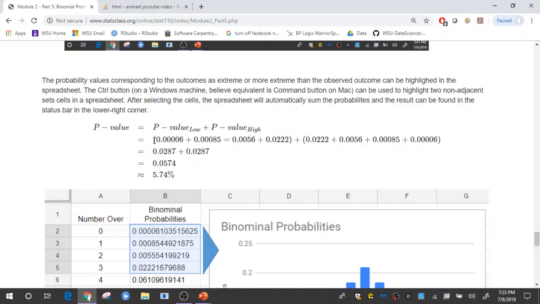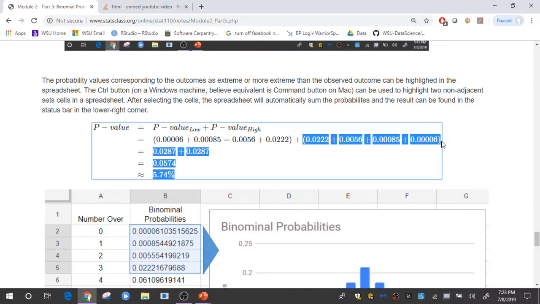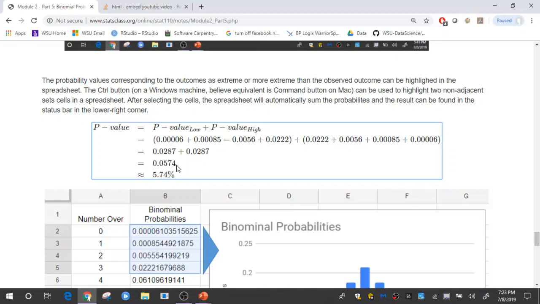So I just need to add up the probability of low, which is 0.0287, and then I also need to add up the probability of high, which is also 0.0287. Again, these are the same because I have a 50-50 situation. The p-value here is 0.0574. Again, the nice thing about using a binomial probability model is that this is the exact p-value. If a different statistician decides to run this analysis, they're going to end up with exactly that same p-value.